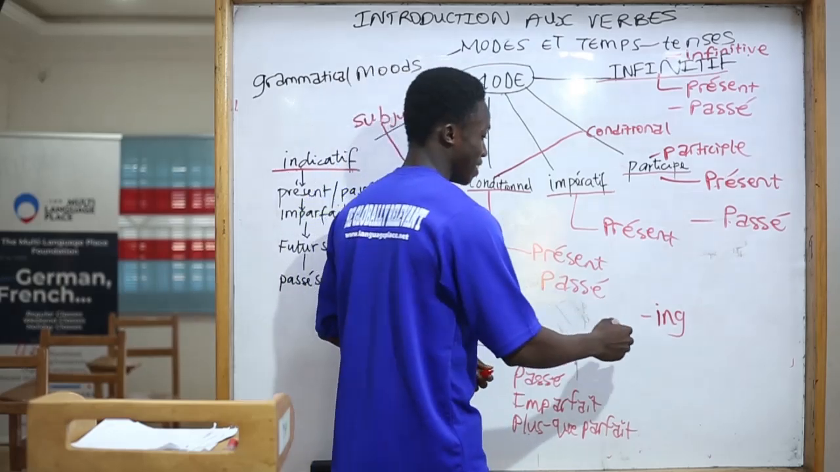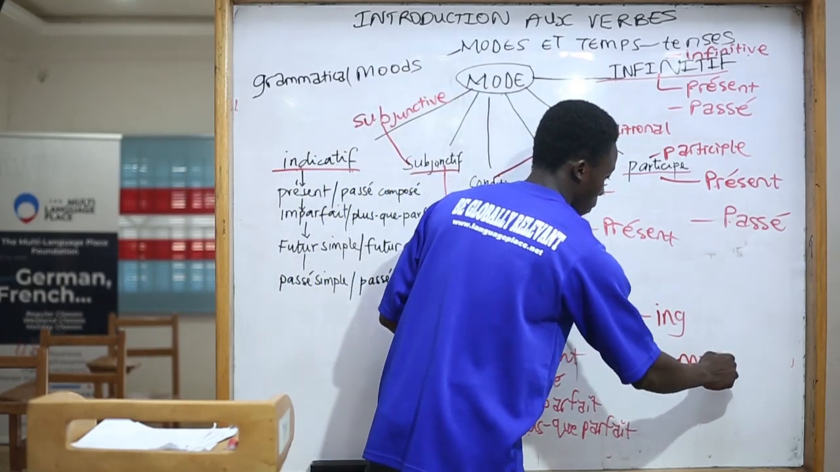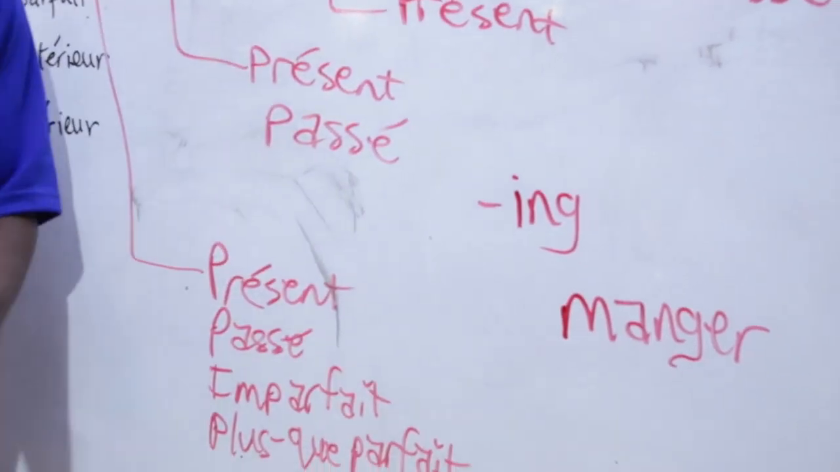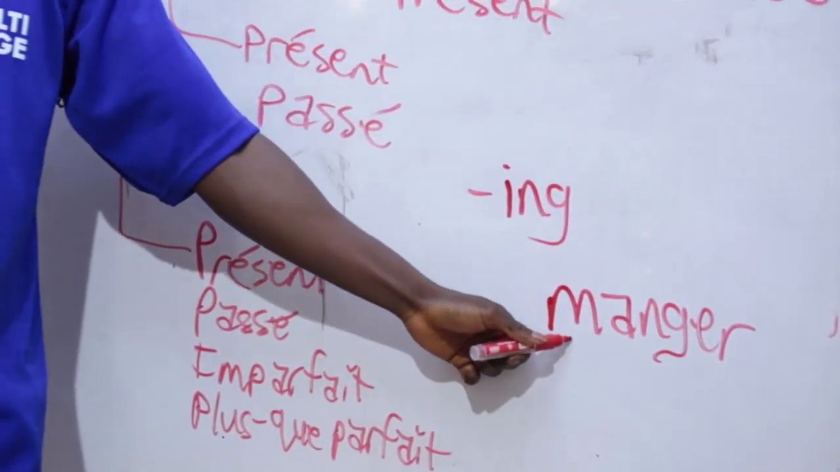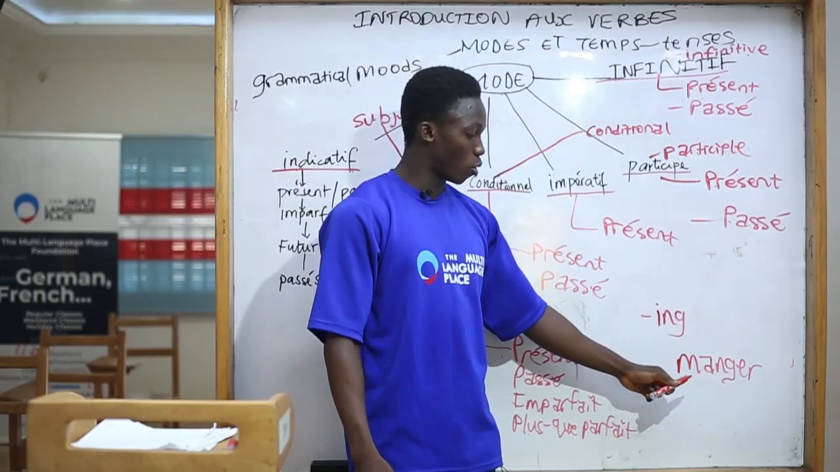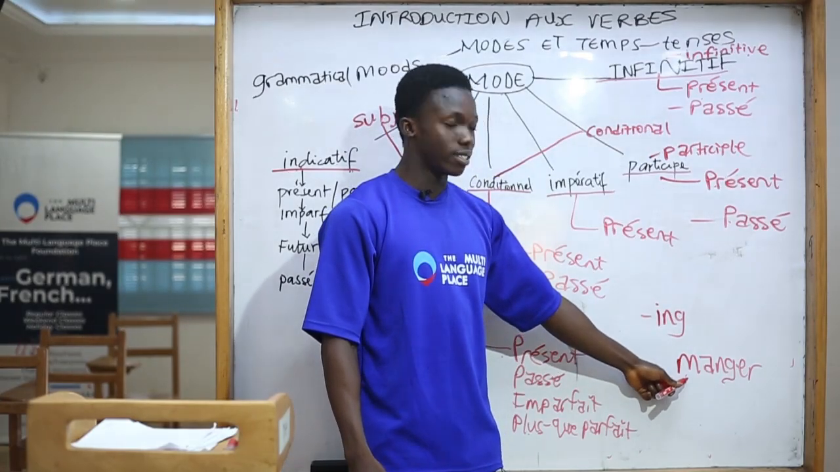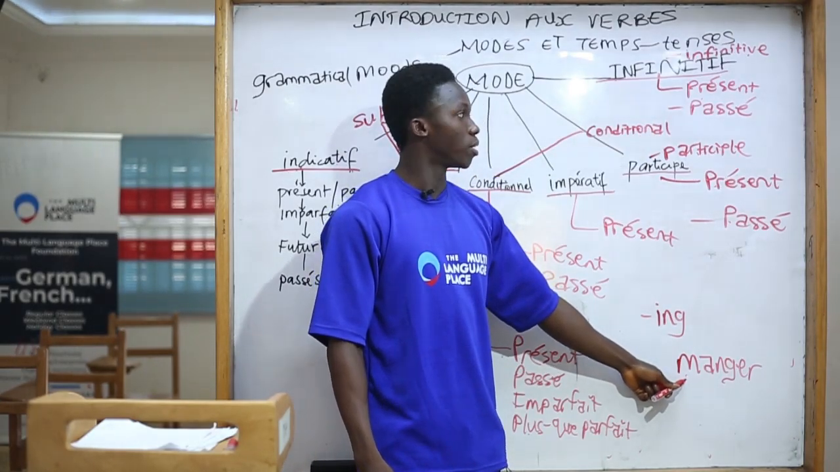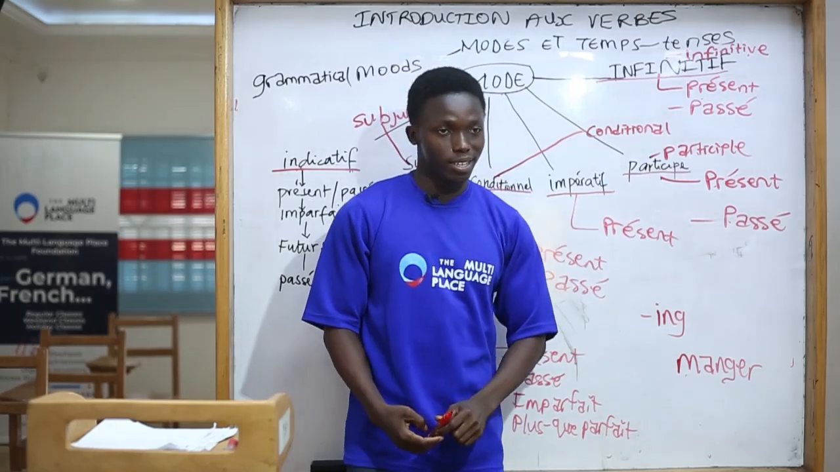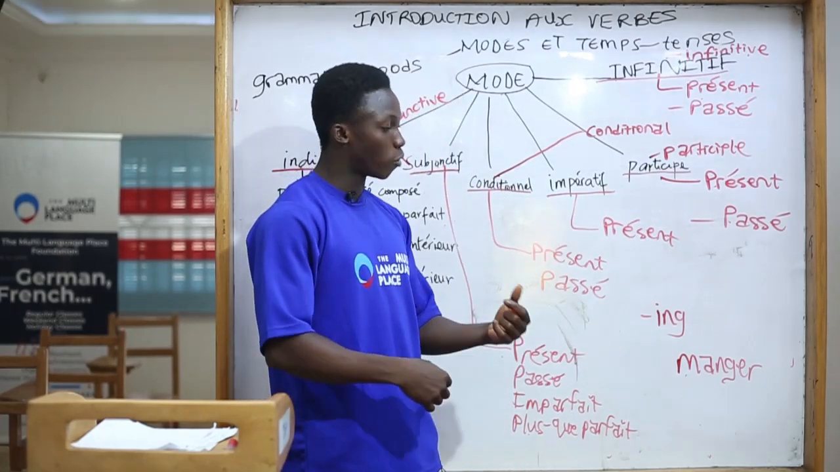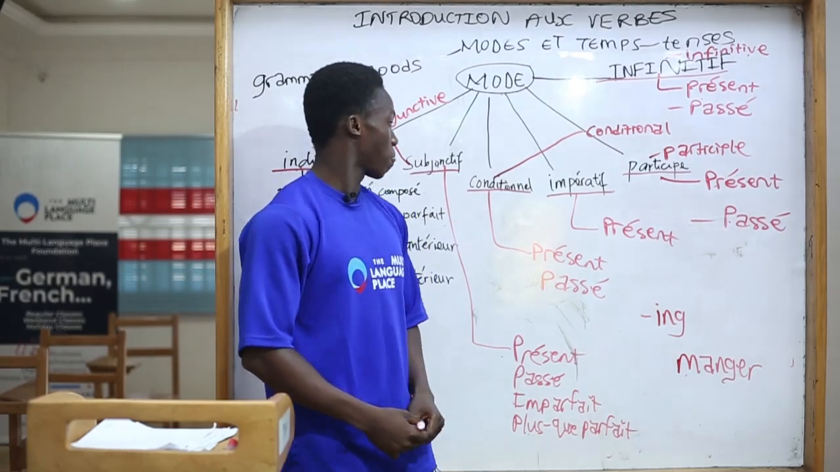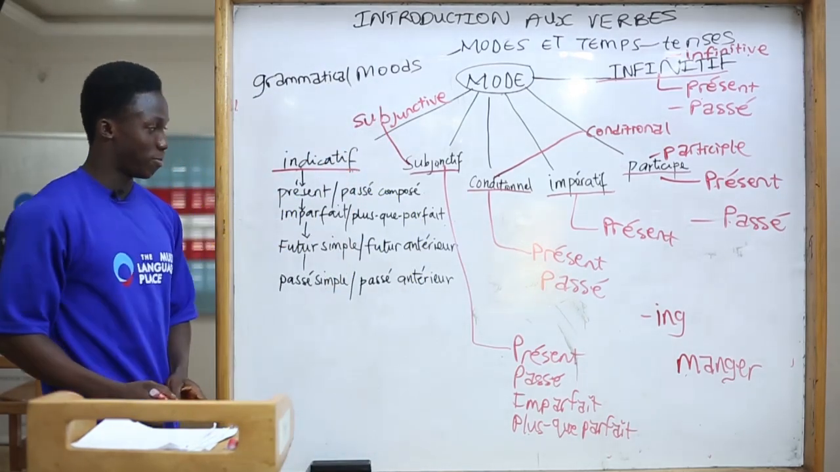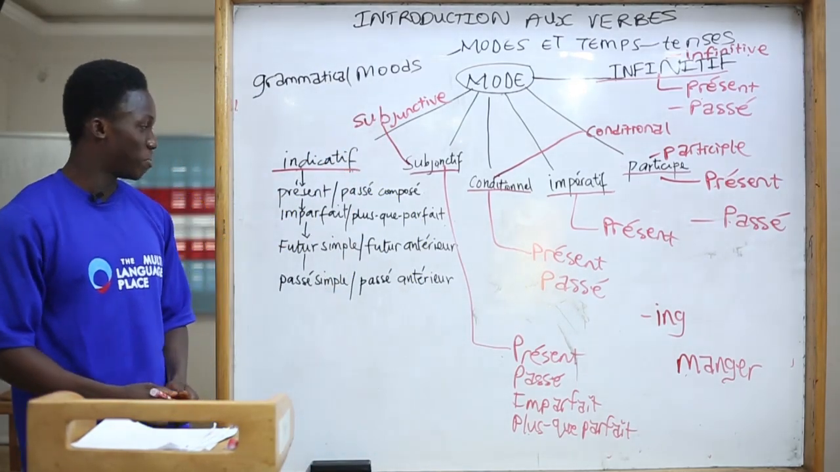For example, if I say manger, this verb is not conjugated yet. This is the infinitive present of the verb manger. While infinitive passé is the unconjugated form of passé composé, which we'll see later. For now, let's come back to indicative.